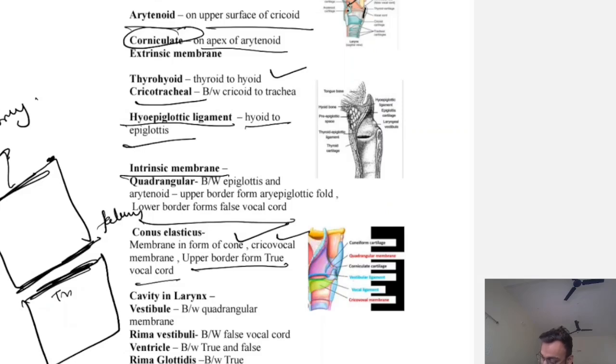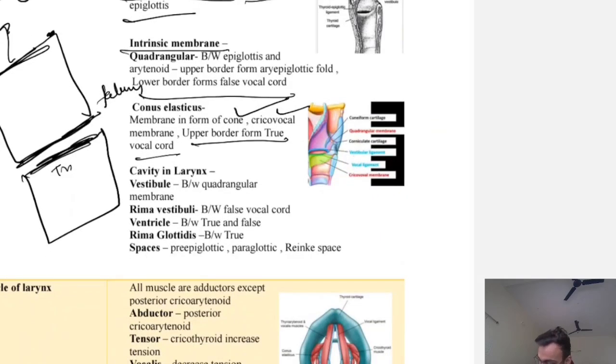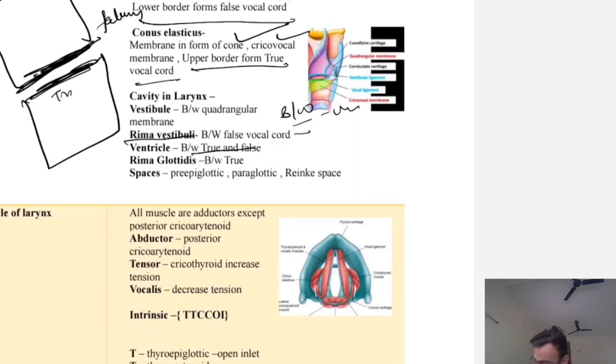Okay. Now various cavities in larynx. So between the quadrangular membrane, that is vestibule. Rima vestibuli, it is between the false vocal cords. This is false vocal cord and another. So between the true and false, it is ventricle. Okay. Now the rima glottidis, so it is the space between the true vocal cords. Now the spaces, so pre-epiglottic space, paraglottic space and Reinke space, three types of spaces we have in larynx.